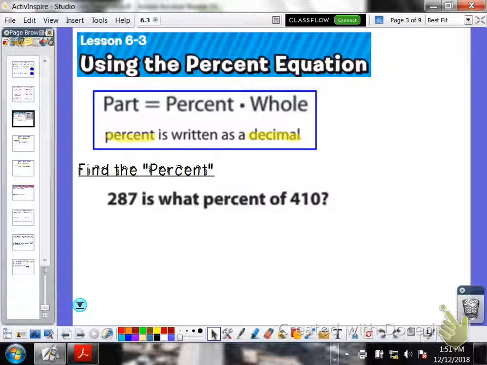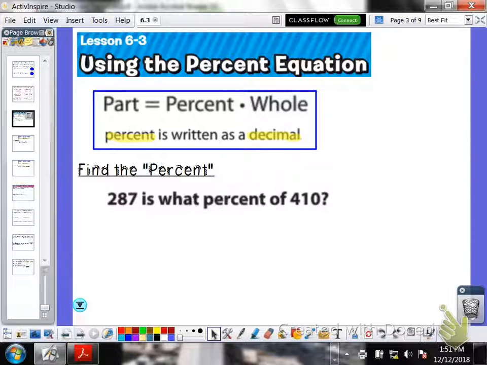All right, 6.3, using the percent equation. So we learned how to do a percent proportion, which is still fine. You can use that, but I'm going to show you another way on how we use an equation. So for this, we want to find the percent.